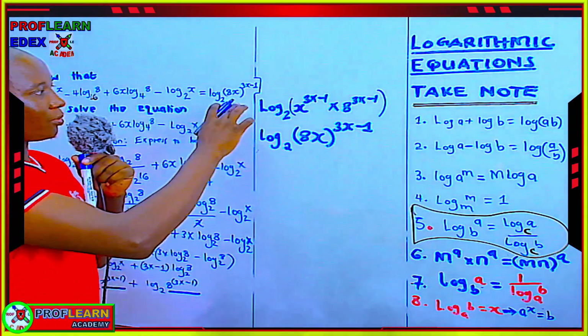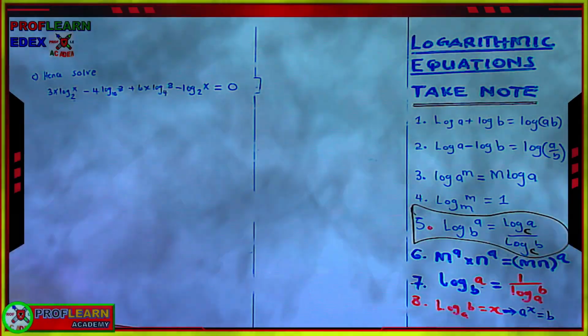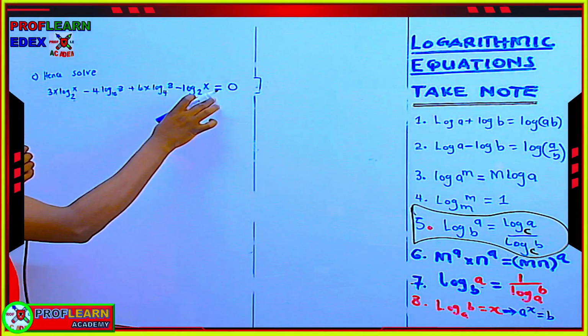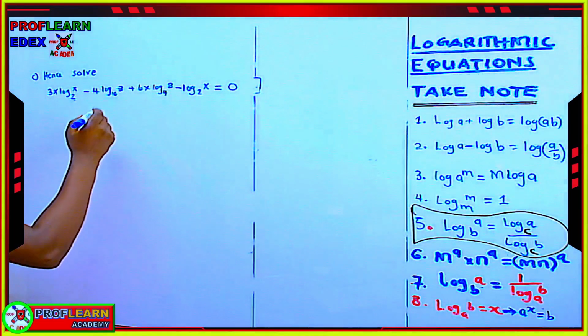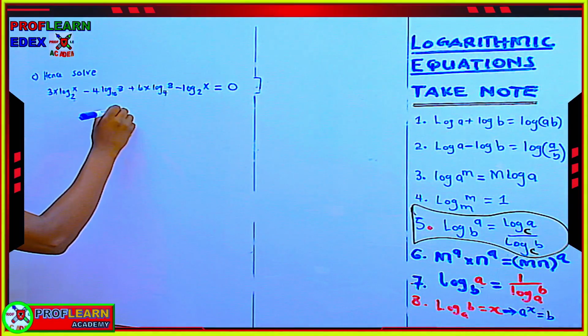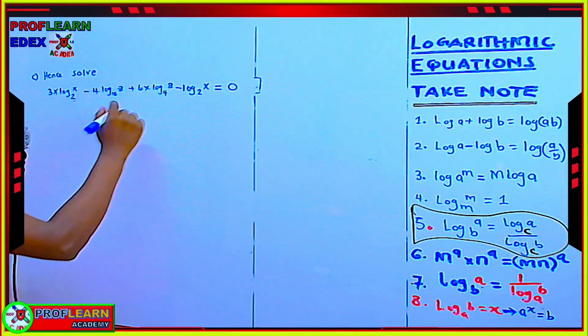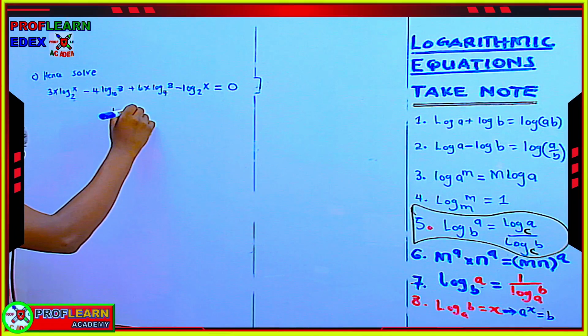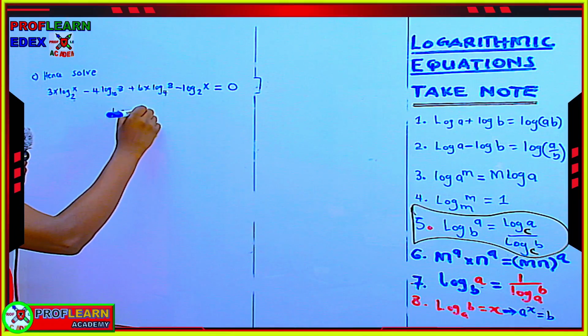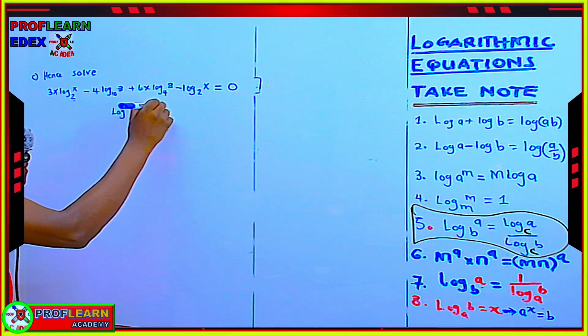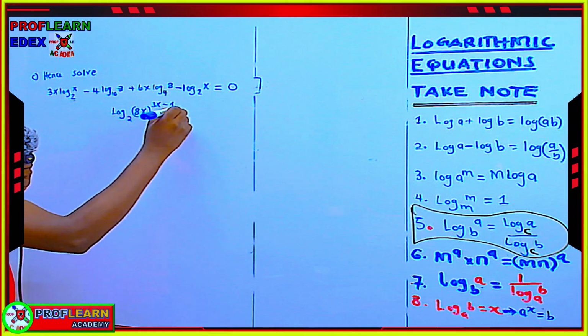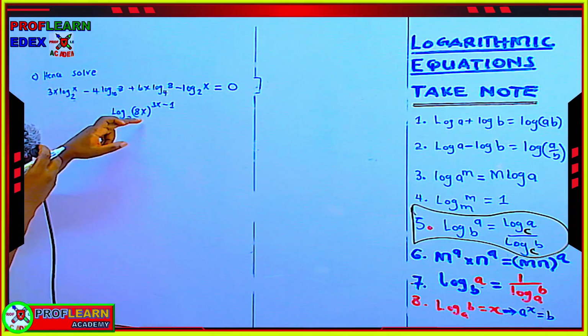And that is basically what we have here. What you need to remember is that we have shown, from the previous question, that the whole of this is equivalent to the log of 8x raised to power 3x minus 1 to the base 2. The whole of this is equal to this.